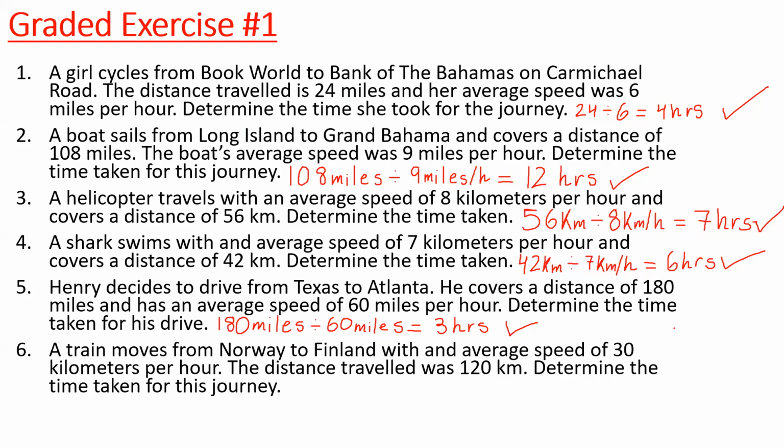So the first thing to do is that, look, if we have 180 and we divide it by 60, we cancel the zeros. So this 0 cancels with that 0. So we are left with what? 18 divided by 6. What is 18 divided by 6? That's going to be 3.